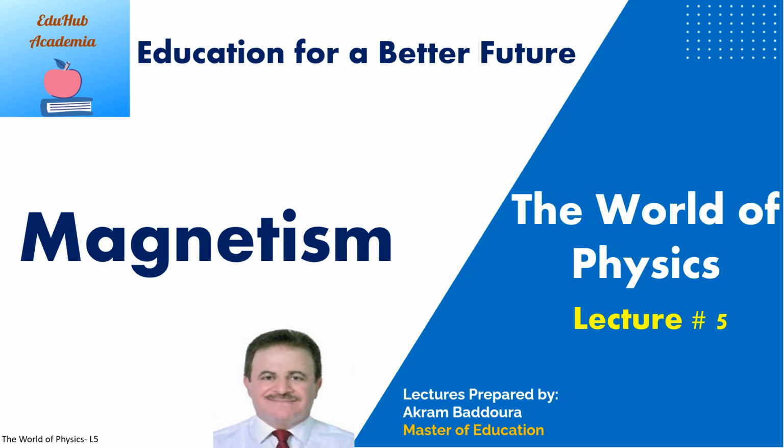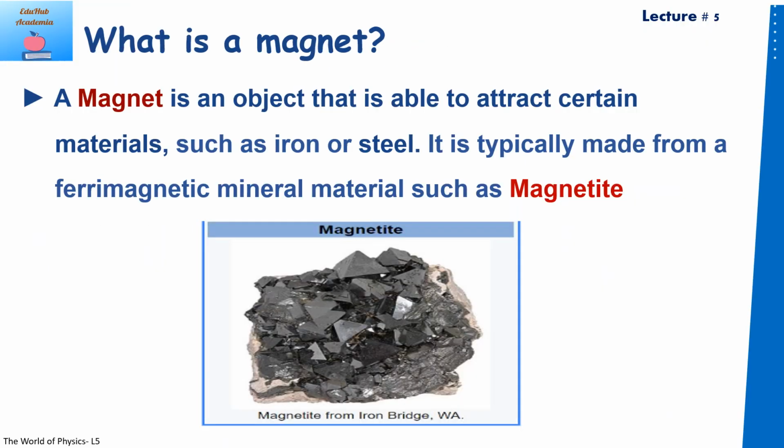We will resume our physics course, The World of Physics, lecture number 5 about magnetism. Let's begin by defining a magnet as an object that is able to attract certain materials such as iron or steel. We can find it in nature in the form of a rock called magnetite, which is a ferromagnetic mineral material.